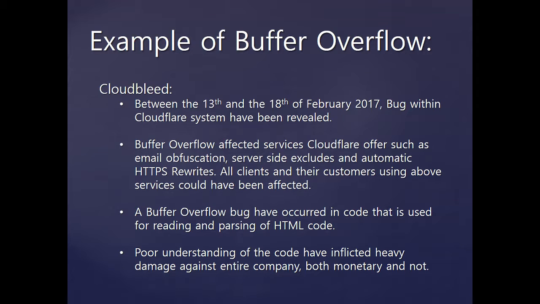A real-world example we found of this was a buffer overrun vulnerability within Cloudflare services. This vulnerability occurred between the 13th and the 18th of February 2017 due to the replacement of old code. This bug affected three of Cloudflare's services: email obfuscation, server-side excludes, and automatic HTTPS rewrites. This bug leaked random clients' unencrypted data to anyone who sent in a HTML message ending in the broken HTML tag.